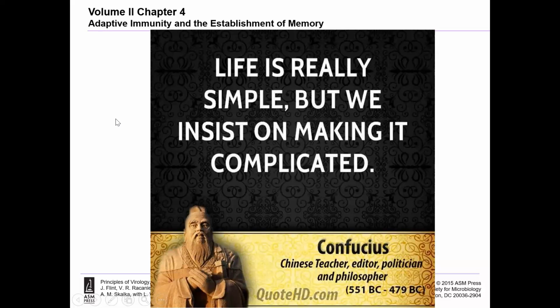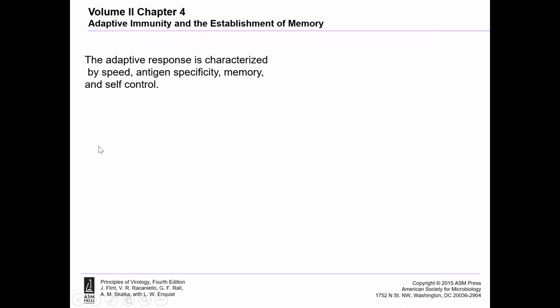I love this quote because they start each chapter with quotes, right? So it's like, life is really simple, but we insist on making it complicated. You can apply that to a lot of aspects of life, but it also really applies to adaptive immunity, right? Adaptive immunity is characterized by a number of things: speed, antigen specificity, memory, and self-control, okay? Whereas the innate immune response is like, go, smash, make things happen. That's sort of how that approach works.